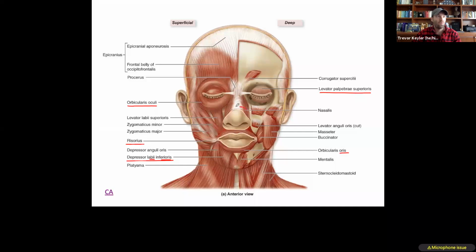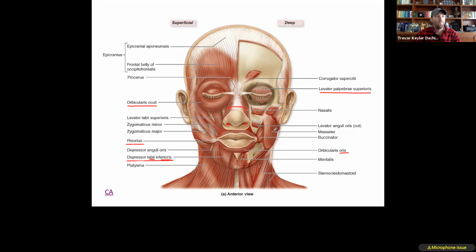Nasalis, sounds kind of cool, bridges the nose here. The nasalis, if you can picture a contraction of this muscle here, what's that going to do? These are called your nares. So that's going to flare your nostrils. Contraction of the nasalis.